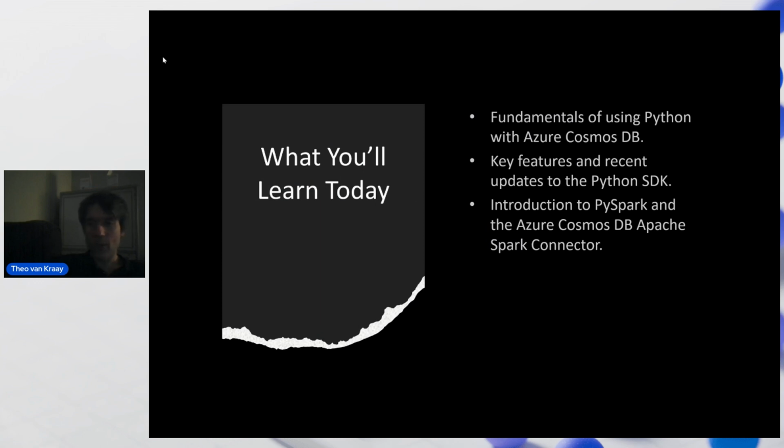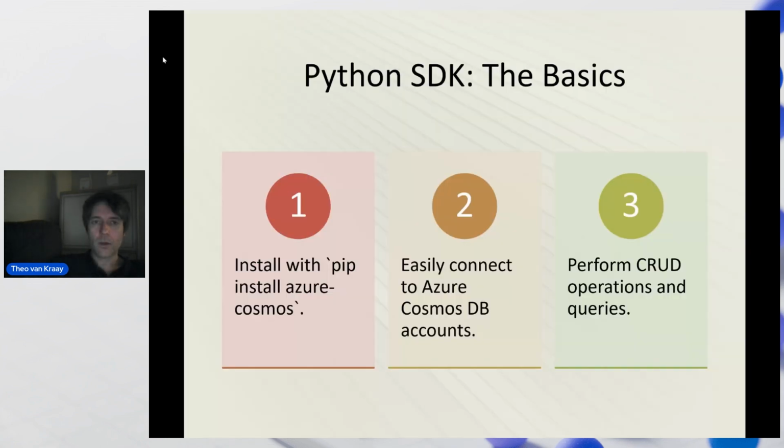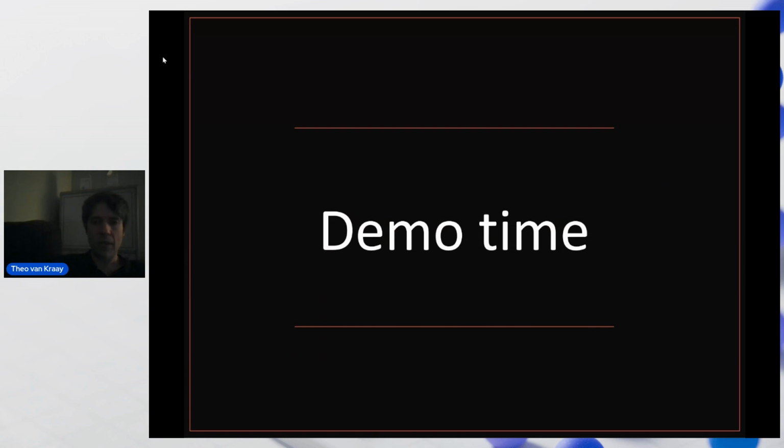What I'll touch on is just the very fundamentals, the basics of the Python SDK. I'll touch on the key features and what has recently been introduced, and also point you towards where you can find out what we're working on and when. And also, I'll give a brief intro to Python on Spark, or PySpark as it's also known, with the Cosmos DB Spark connector. All right, so the basics of Python SDK: installing, connecting to Cosmos DB accounts, and doing some CRUD operations. So let's do some demo.